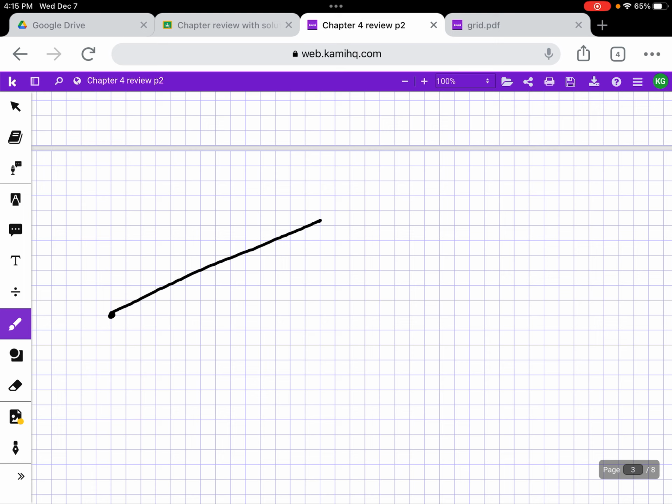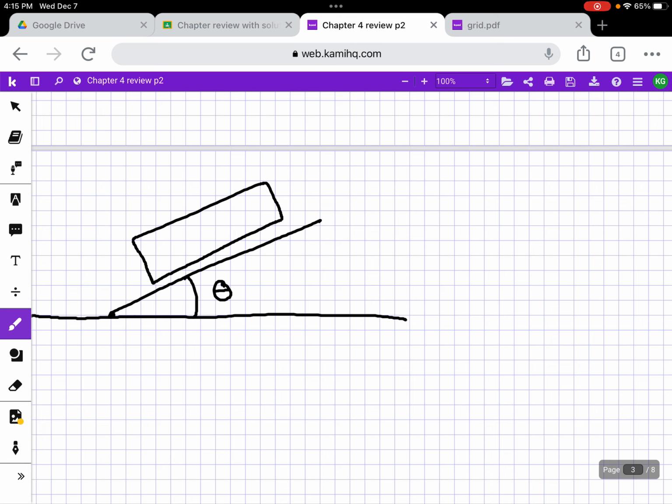So let's assume that this is the platform. This is our couch. This is the ground, and they said that theta is 25 degrees. Remember how many sig figs. Is it 25 or 25.0? 25.0. Okay, and I always draw a dot at the center of the mass. It just makes it easiest.